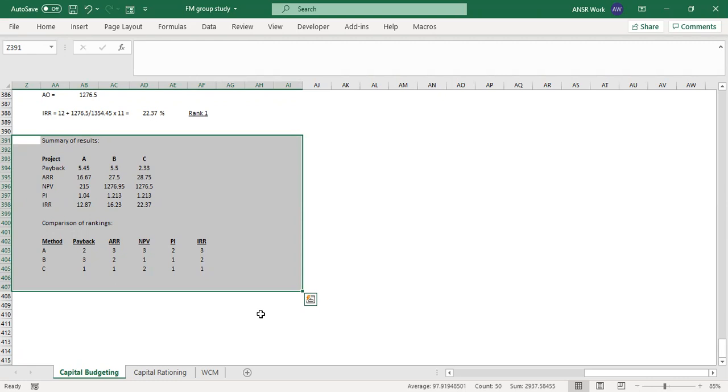rank 1 in almost 4 out of 5 indicators. But if some manager comes and tells, no, for me NPV is the most important, and I don't care about IRR, I don't care about PI, then they can also go for Budget B. It all depends on the analysis.